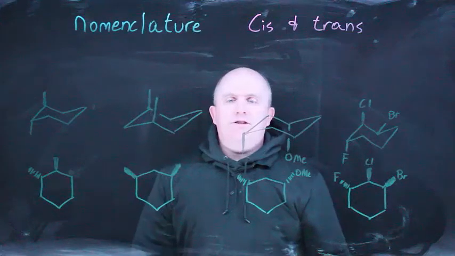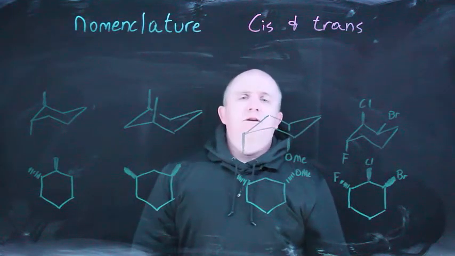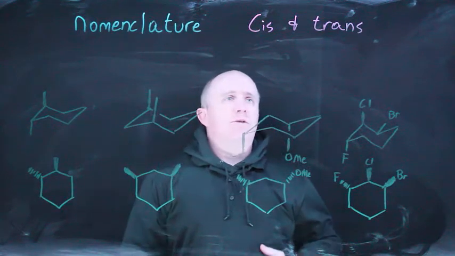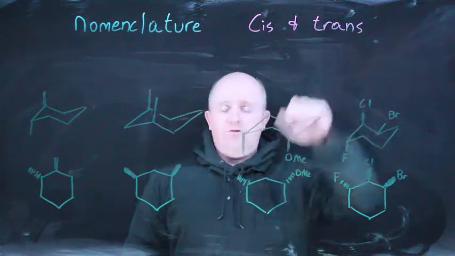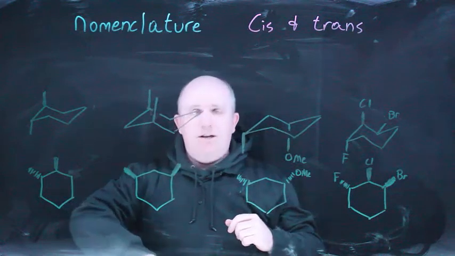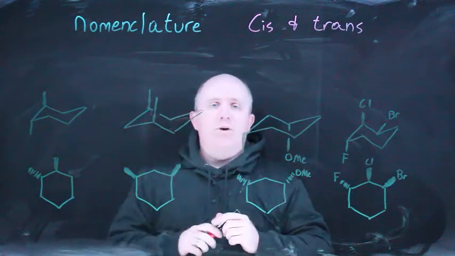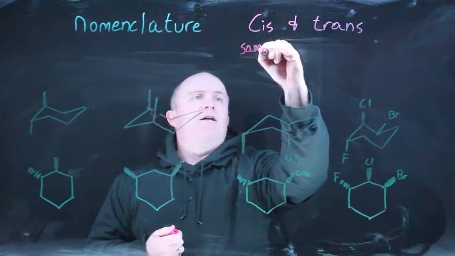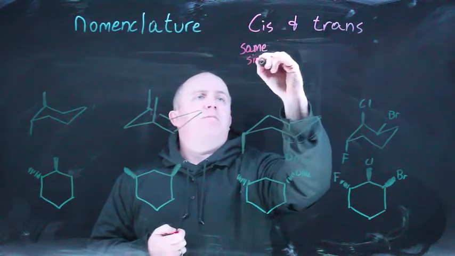As soon as you start trying to name ring systems, you're going to encounter situations where a new set of terms is going to be useful for the rings, and that is cis and trans. And this is highly related to what we were just doing with the double bonds. And cis again will mean same side, whereas trans will mean opposite side.